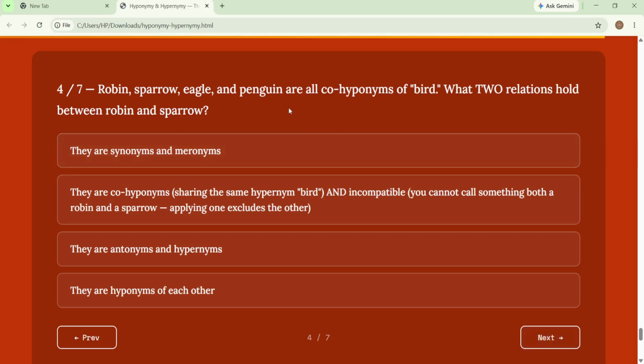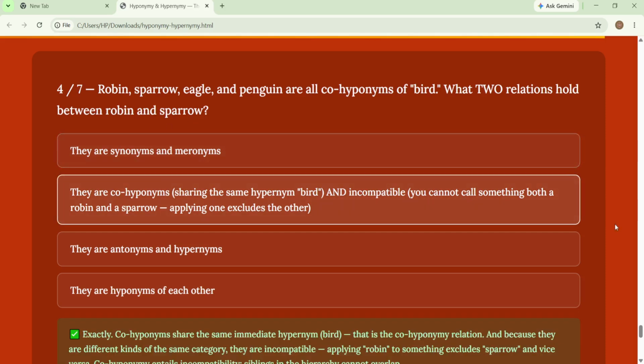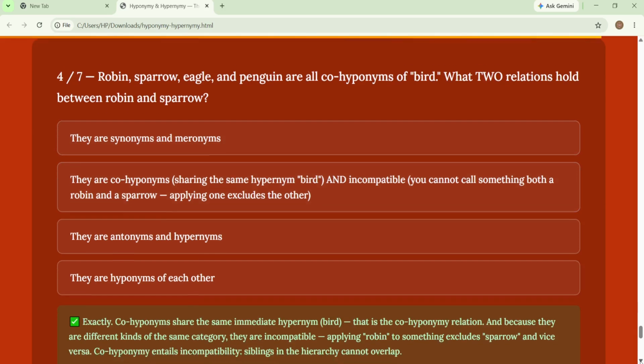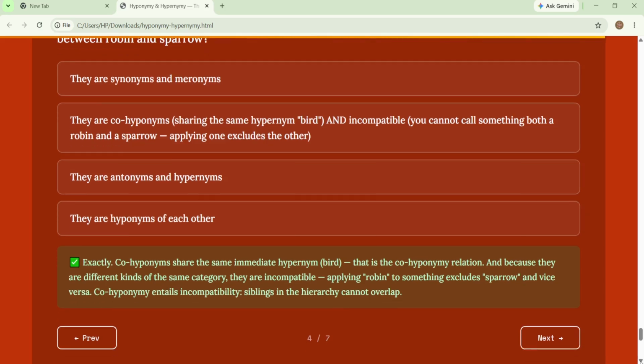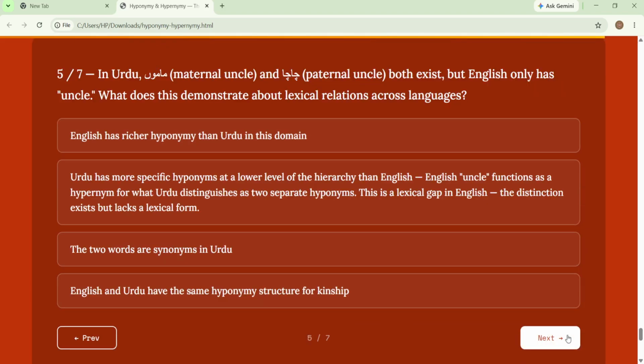Robin, sparrow, eagle, and penguin are all co-hyponyms of bird. What two relations hold between robin and sparrow? Well, co-hyponym, this is the answer. They are co-hyponyms sharing the same hypernym bird, and they are incompatible. You cannot call something both robin and sparrow, applying one excludes the other.